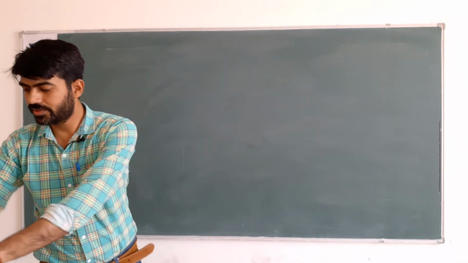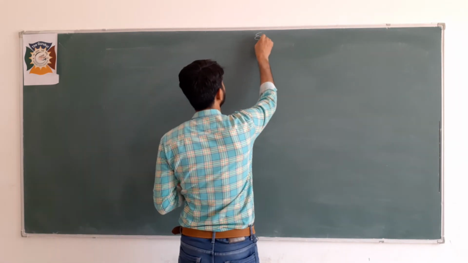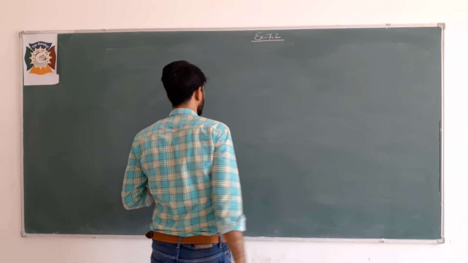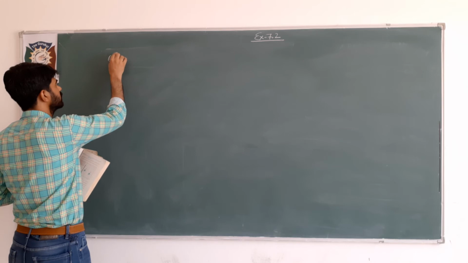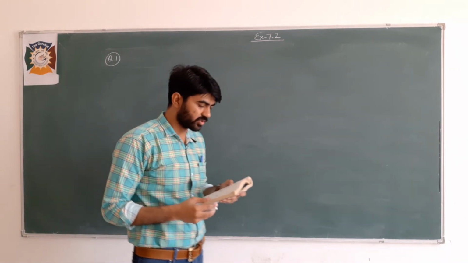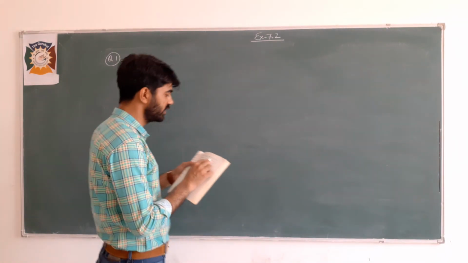See what is that question. Exercise 7.2, and first question I am taking, question number 1. Find the coordinates of the point which divides the join of this and this.